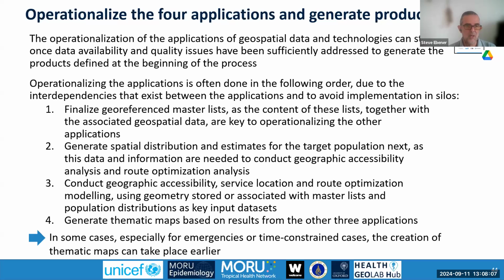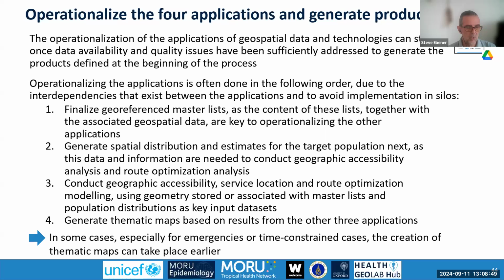Then, based on these, you will be looking into generating the spatial distribution and estimate for the target population if this is needed, right? That's the next application of geospatial data and technologies. And then after that, look at conducting your geographic accessibility or service location route optimization analysis or modeling using the data that you have prepared beforehand, including the georeference master list and the population distribution. And at the end, you will generate thematic maps based on the results of the other three applications, right?